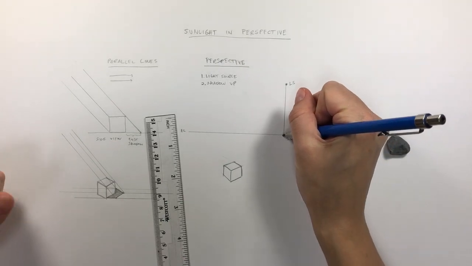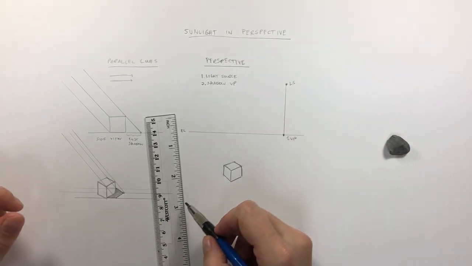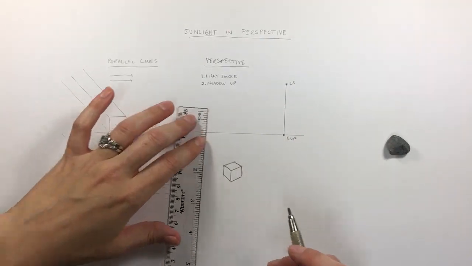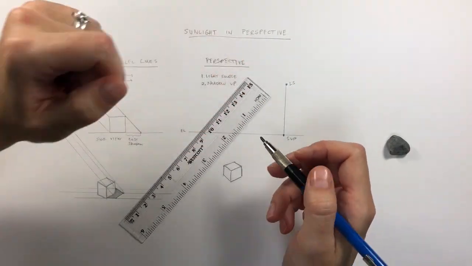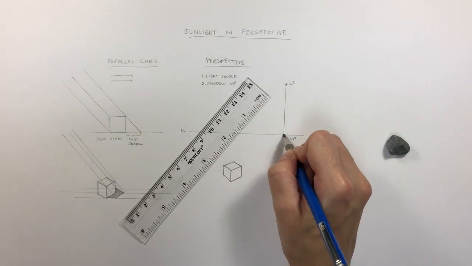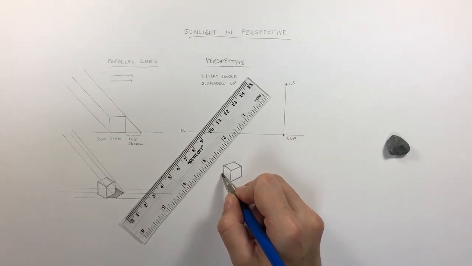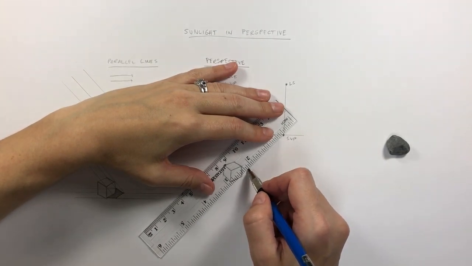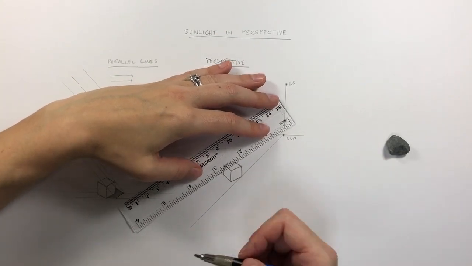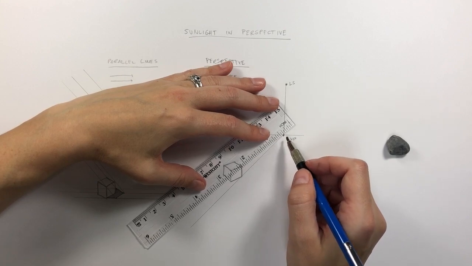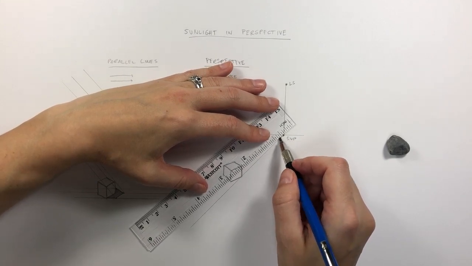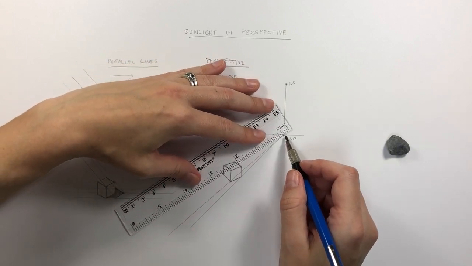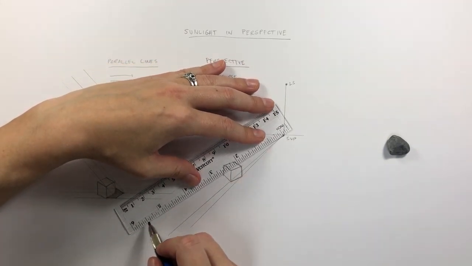So with our shadow vanishing point, we first want to figure out where is our shadow? What does it look like? What direction is it going? So to do that, we're going to take our shadow vanishing point and connect it to the bottom corners of our box. So go to this corner, and I'm just going to go straight through it. And then this one will go through to this corner. And then this one will go through to this corner.